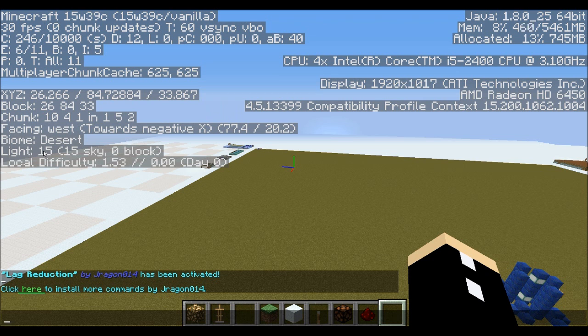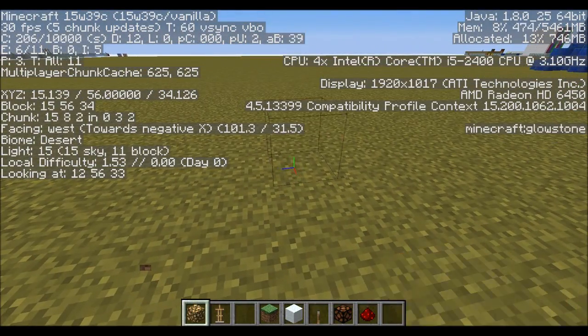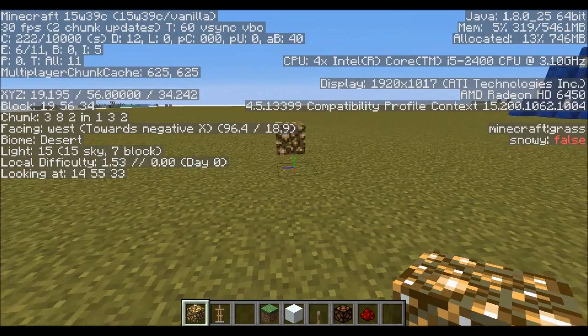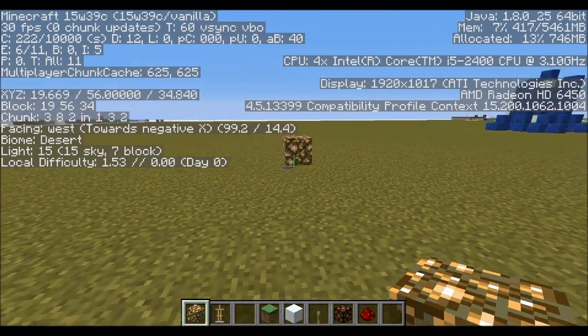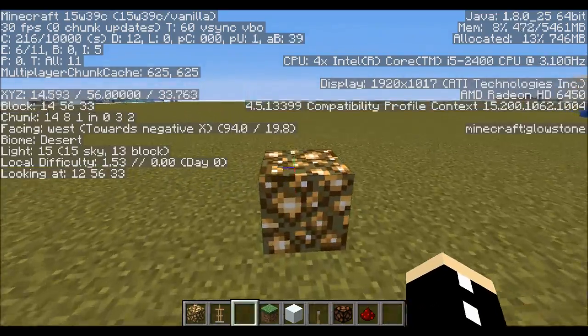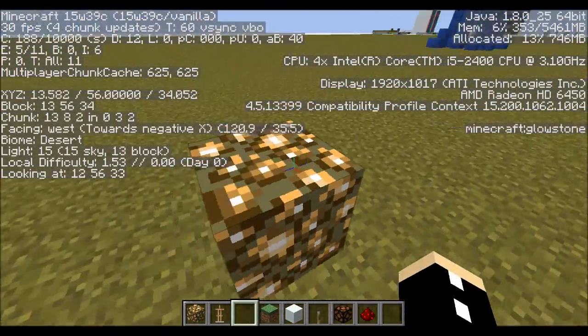And then we have the light, 15. 15 from the sky and 0 from a block. Now you'll see if I place down a light emitting block, it tells you exactly how much light is being emitted from where my feet are. Okay, so yep, that's cool. And if I move closer to the glowstone, you'll see that the block light changes.